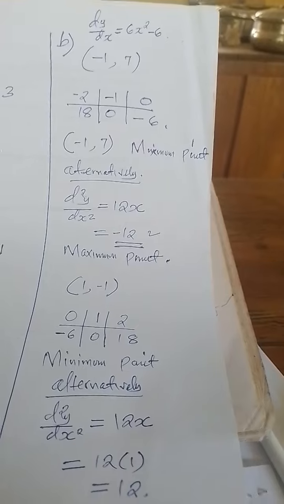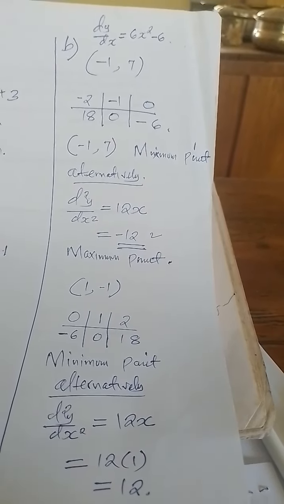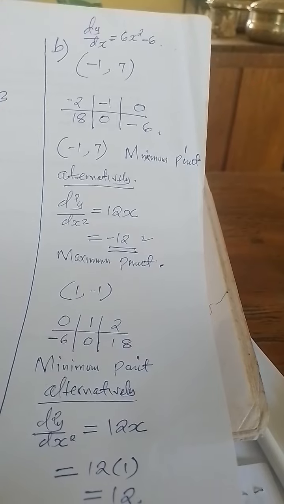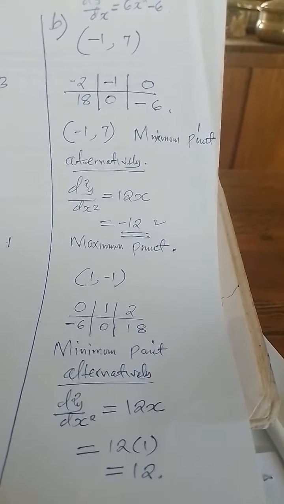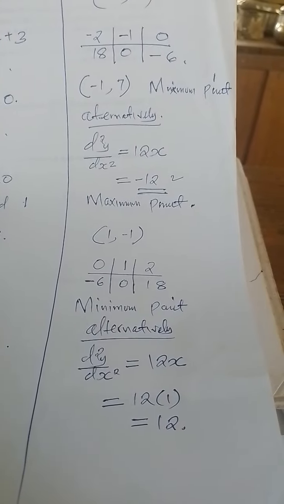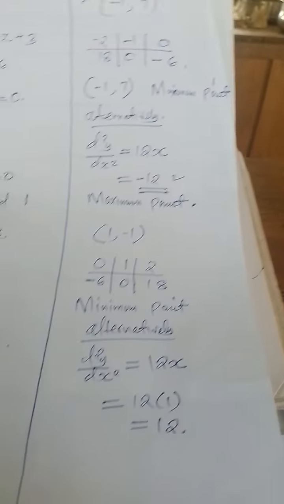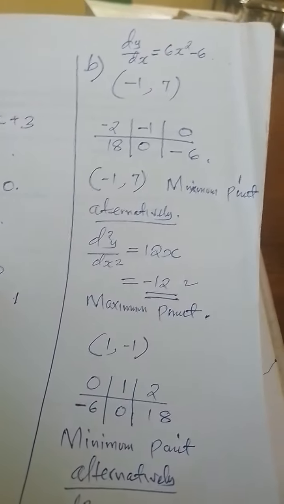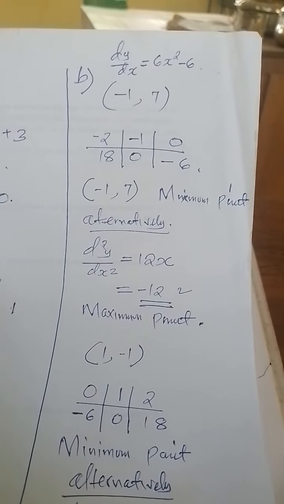So what does it mean by maximum point? A maximum point is a point which is above the x-axis on a Cartesian plane, and a minimum point is a point that lies below the x-axis on the Cartesian plane. That is the first point, because we have the value of x as negative 1.